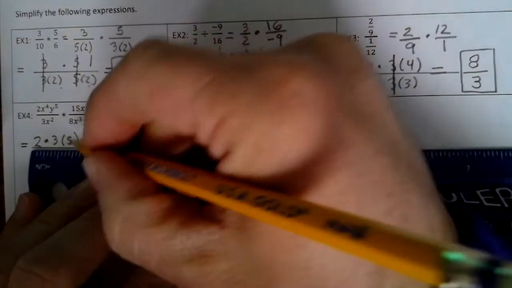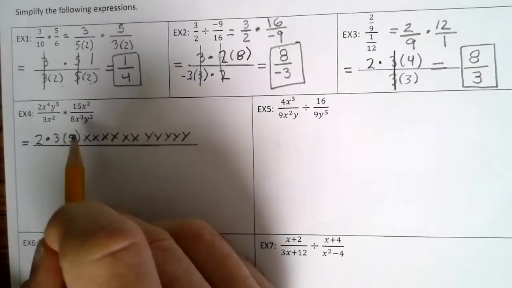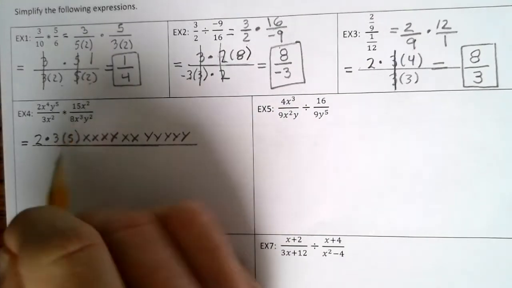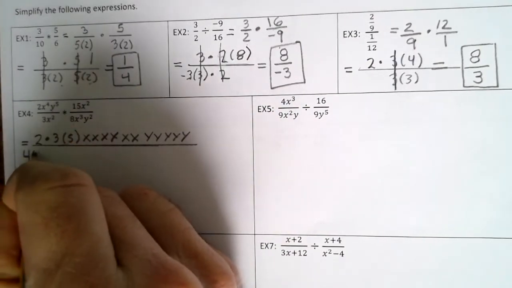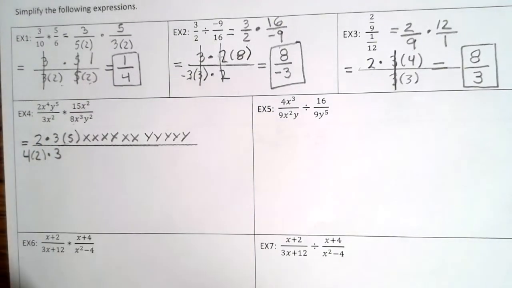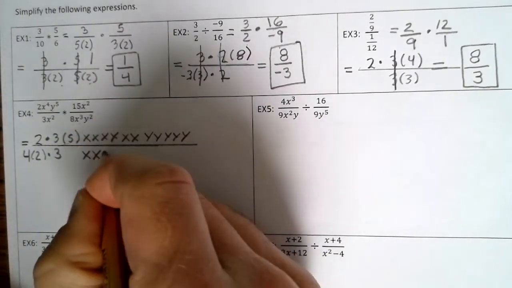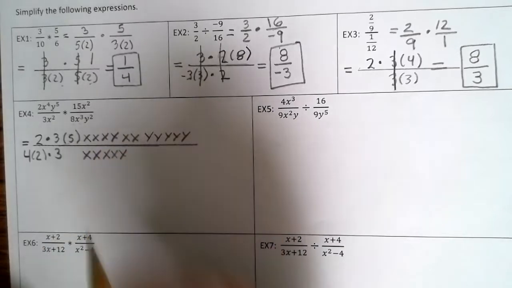Okay. Now I can write 8 as 4 times 2 and then times 3. Notice how I'm lining up the 3's and the 2's. And then I have 2 x's, so 1, 2, and I have 3 more, so 1, 2, 3. Notice how I'm lining up the x's. And then I have 2 y's, so 2 y's.